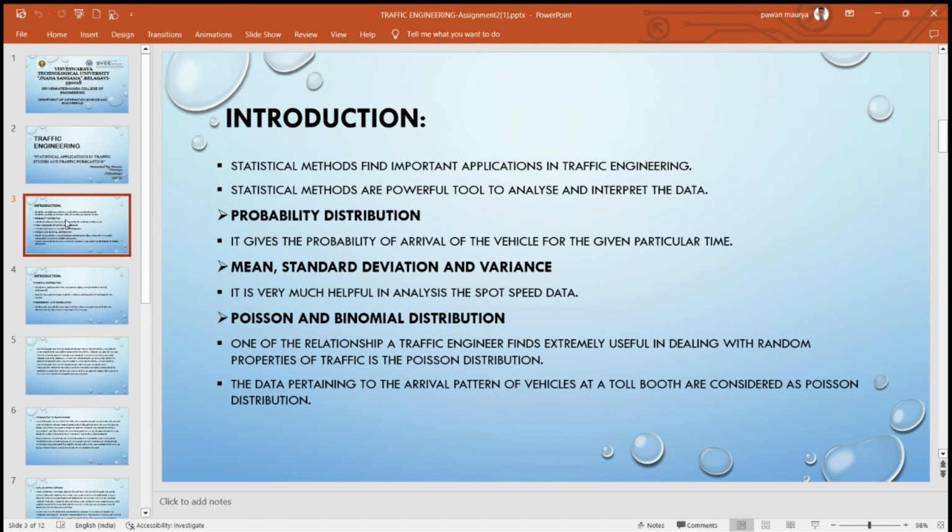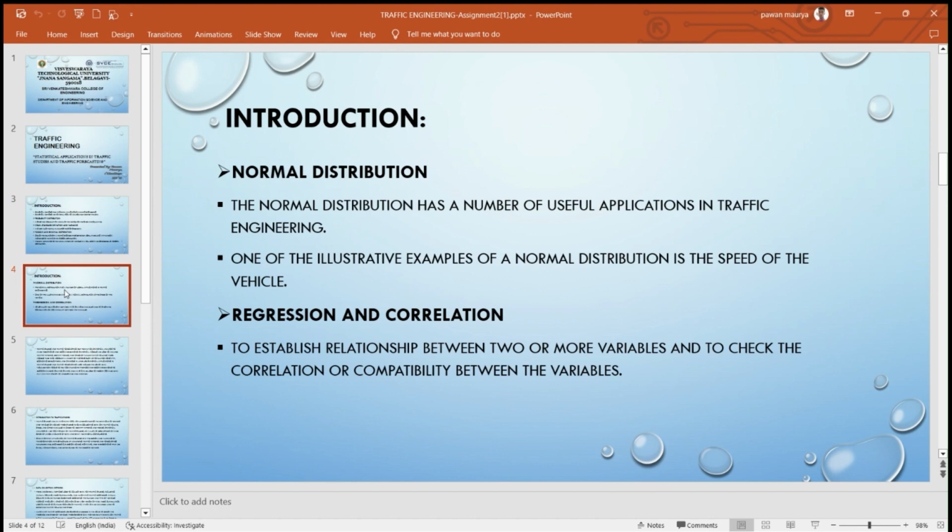Poisson and binomial distribution. One of the relationships of traffic engineering found extremely useful in dealing with the random properties of traffic is the Poisson distribution. The data pertaining to the arrival pattern of vehicles at a toll booth are considered as a Poisson distribution. Normal distribution has a number of useful applications in traffic engineering. One illustrative example of the normal distribution is the speed of the vehicle.